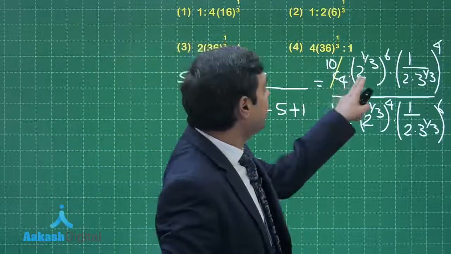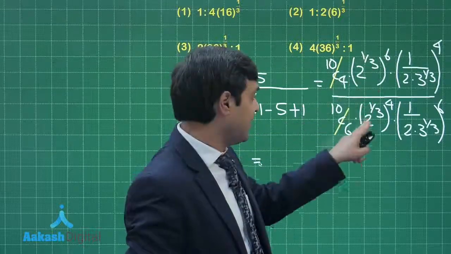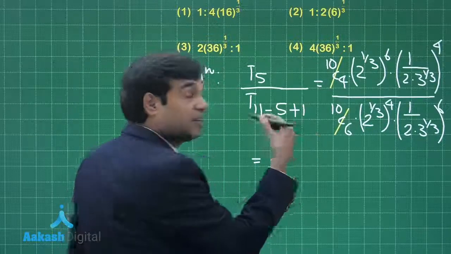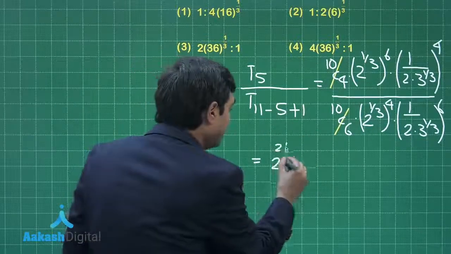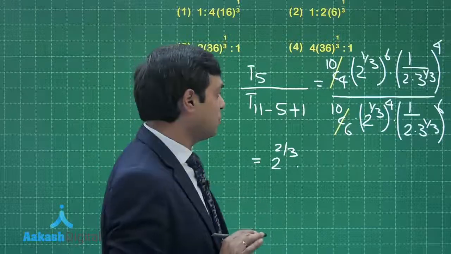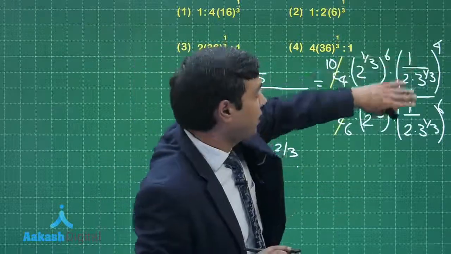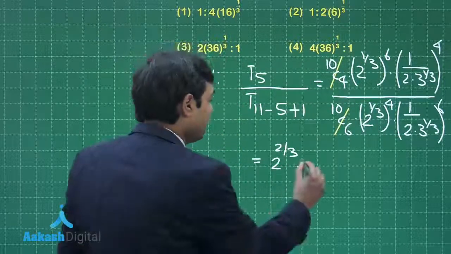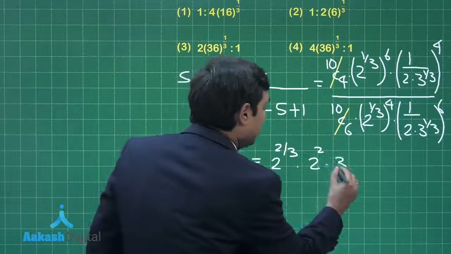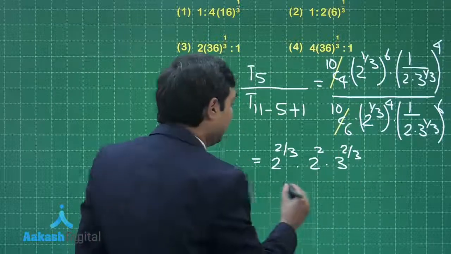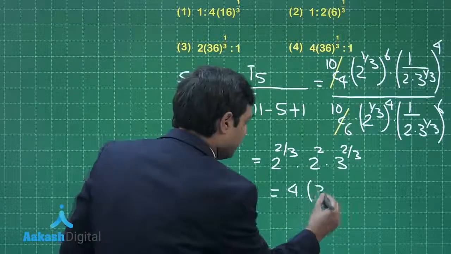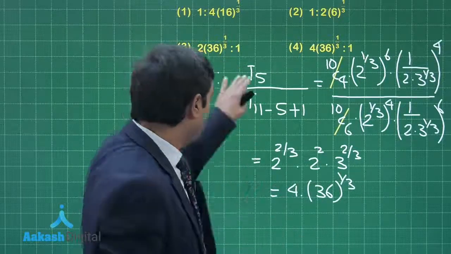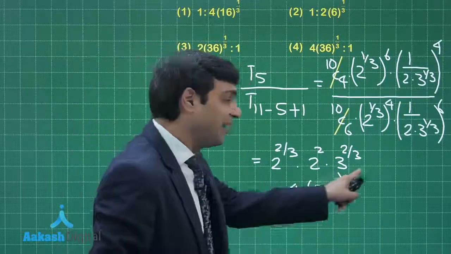This gives us 2 raised to the power 1 by 3 to the power 6, and here we have power 4. So finally we have (2 raised to the power 1 by 3) whole to the power 2, that is 2 to the power 2 by 3 into. Now we can see 4 here, 6 here, so we are left with 2 power here. This denominator will go into the numerator, so we have 2 square into 3 to the power 2 by 3. That means you can say 4 into 36 raised to the power 1 by 3 is the result. Now you are looking for the ratio, meaning it is to 1.